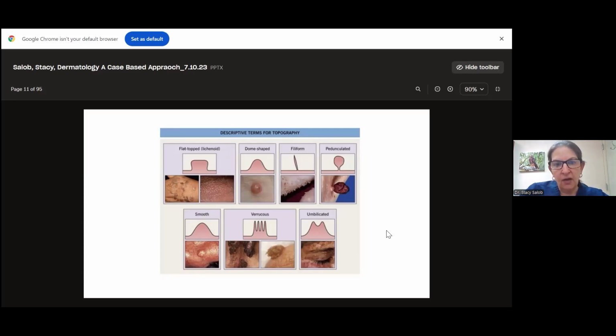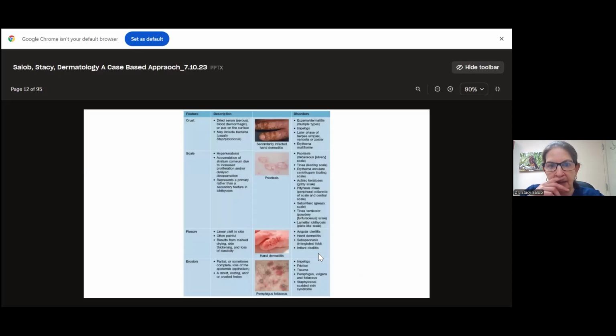So if we're looking at a raised spot, it might be flat topped. An example of this would be lichen planus, where we have flat top papules. It might be dome shaped, like this basal cell cancer sitting here. It might be filiform, like tiny little warts sort of sticking up. It might be pedunculated, where the part touching the skin is very small, like a skin tag, which is so common. It can be smooth, such as a dermal nevus here, or verrucous, such as warts, or umbilicated, such as molluscum, sebaceous hyperplasia.